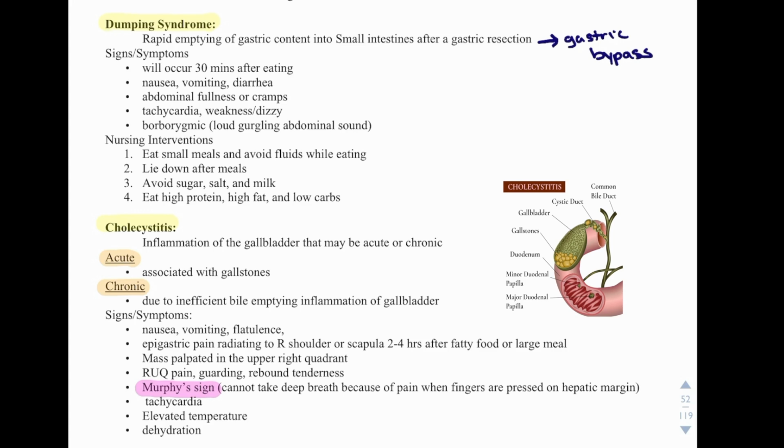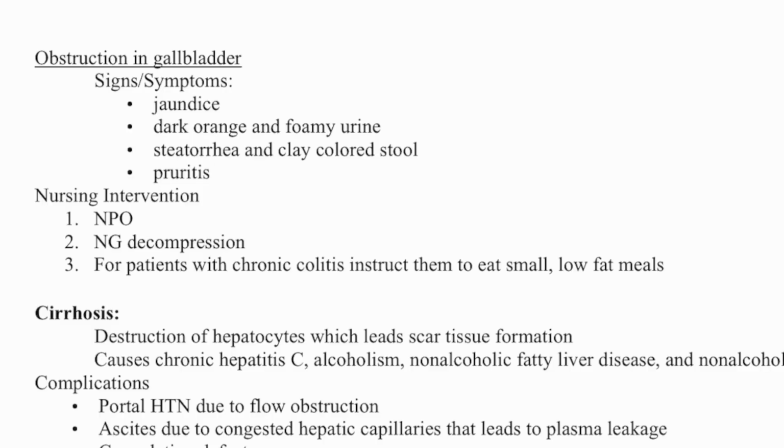We can see tachycardia, elevated temperature, and dehydration. Now let's talk about obstruction in the gallbladder. Signs and symptoms are jaundice, dark orange and foamy urine, steatorrhea and clay-colored stool, and pruritus. Our nursing interventions are NPO, NG decompression. For patients with chronic colitis, instruct them to eat small, low-fat meals.